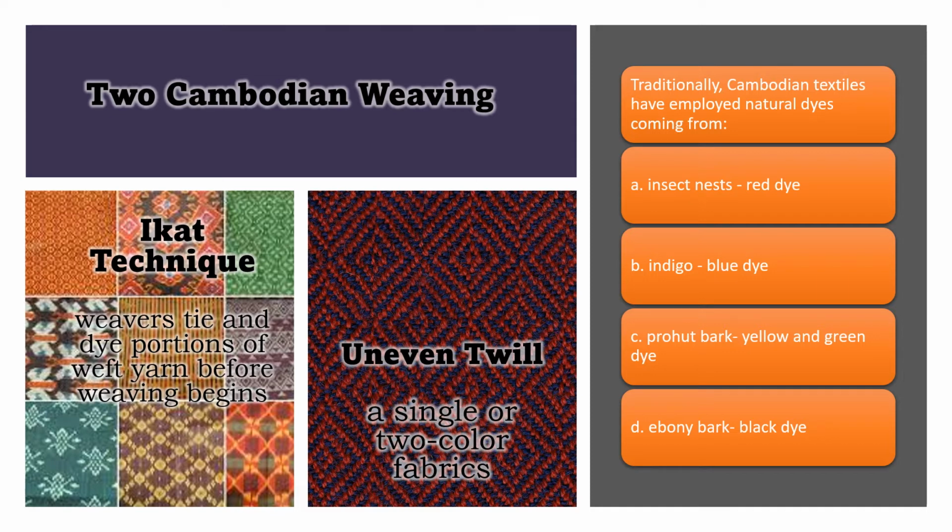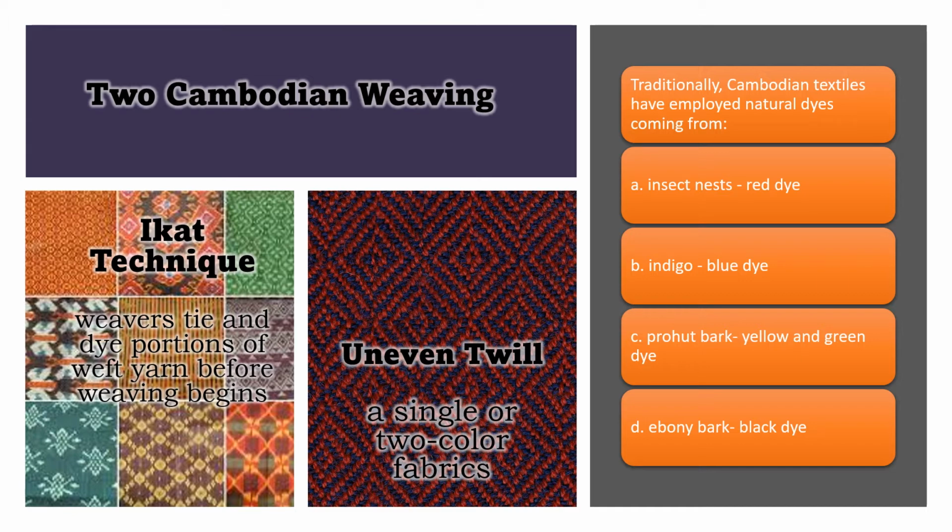Number two is the even twill. It yields single or two-color fabrics, which are produced by weaving three threads so that the color of one thread dominates on one side of the fabric, while the two others determine the color of the reverse side.